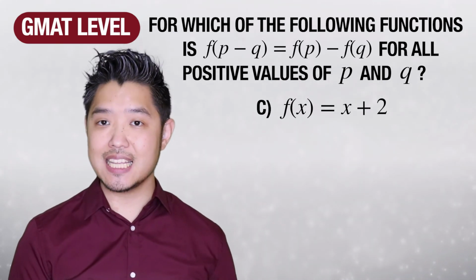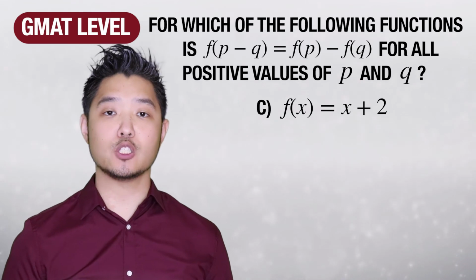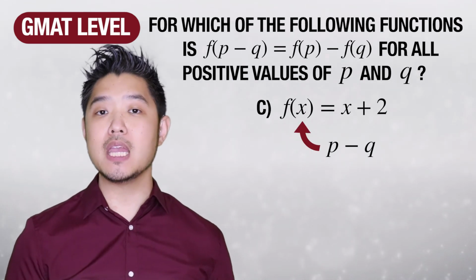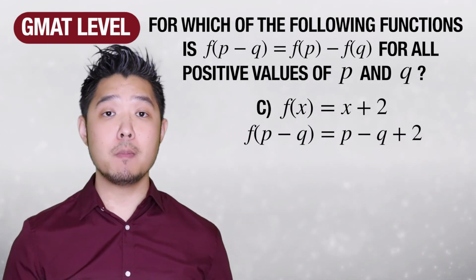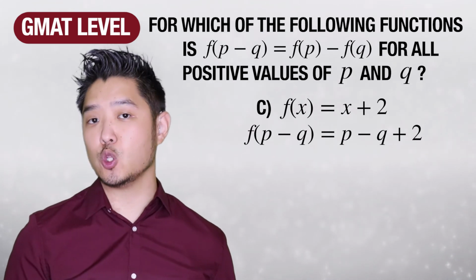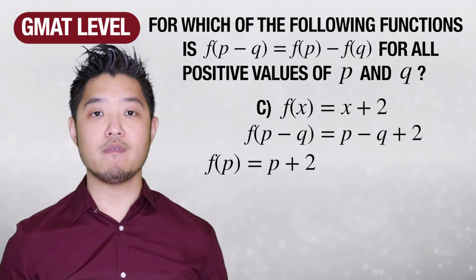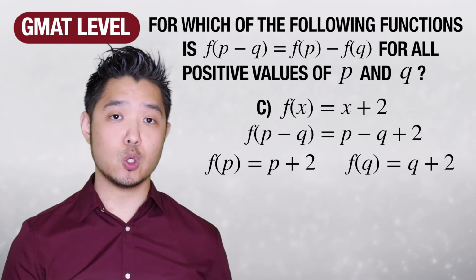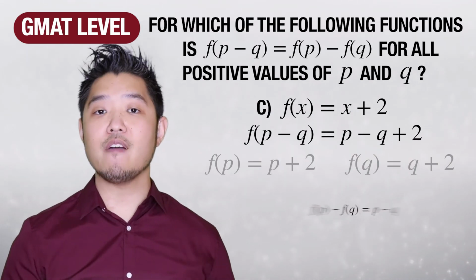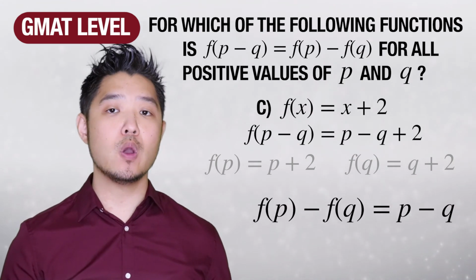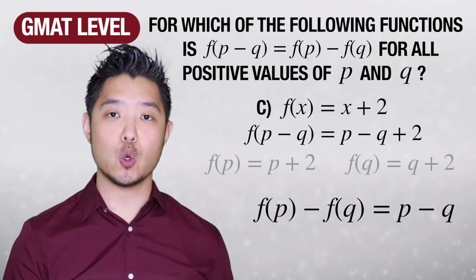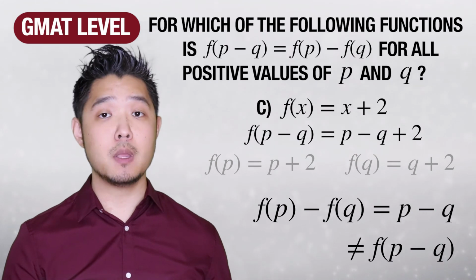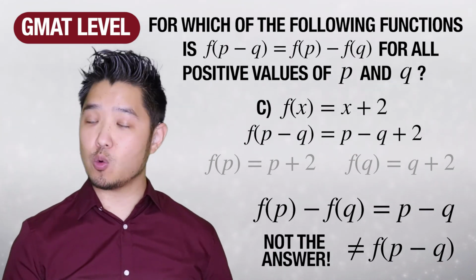For answer choice C, f of x equals x plus 2, and if we substitute p minus q, we have f of p minus q equals p minus q plus 2. For f of p, we have p plus 2. For f of q, we have q plus 2. Putting together, f of p minus f of q equals p minus q. This is different from f of p minus q. Therefore, C is not the right answer.